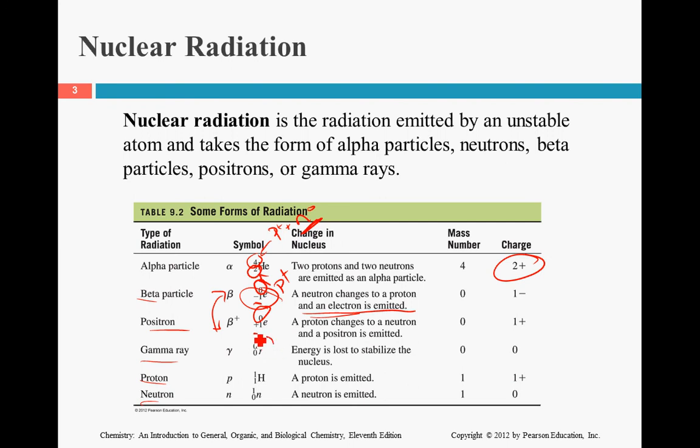A gamma ray is if those two particles come together and collide, and it's going to give off energy. And that's the gamma ray. Notice the positive one and negative one cancel each other out. That's why there's no change here. It's just energy. Then the proton and the neutron are what we already know about from our experiences with the atom. Those are the bigger particles that are inside the nucleus.